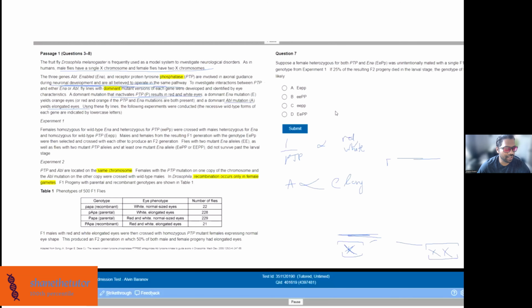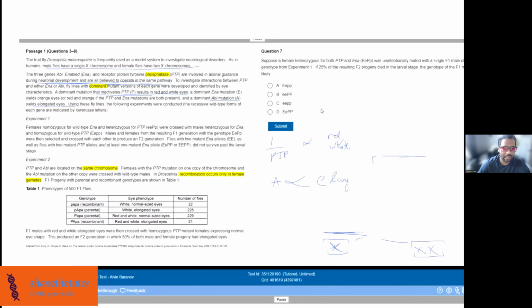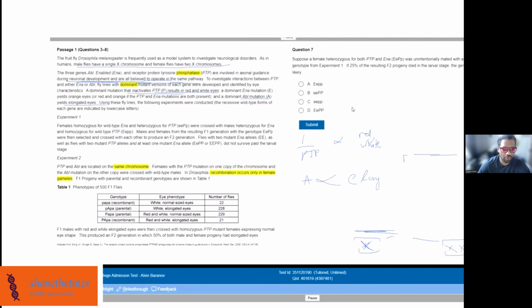Okay, this is a genetics question requested by Alvin, and let's go right into it. So I'm going to just read the question first.